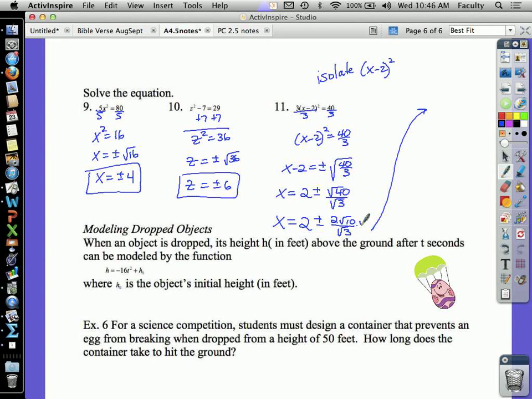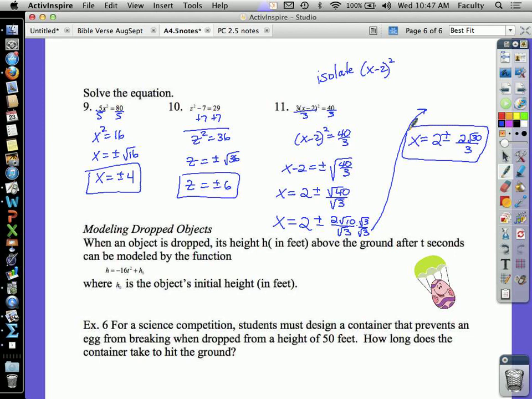Now let me rationalize by multiplying by square root 3 over square root 3. So x is 2 plus or minus 2 radical 30 over 3. Now that's not a common denominator, okay? They don't have a 3 together. That first number is literally a 2. Okay, so that one was pretty tough, and you are going to have some like that in your homework.